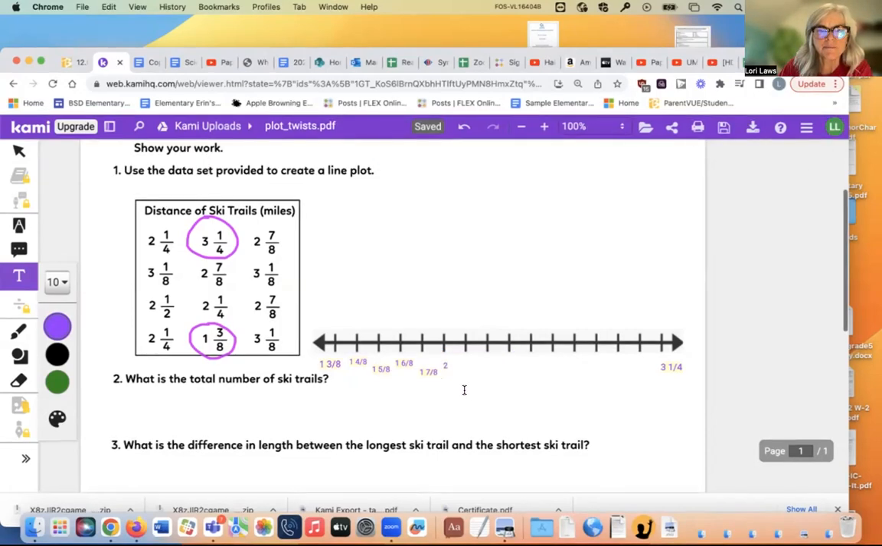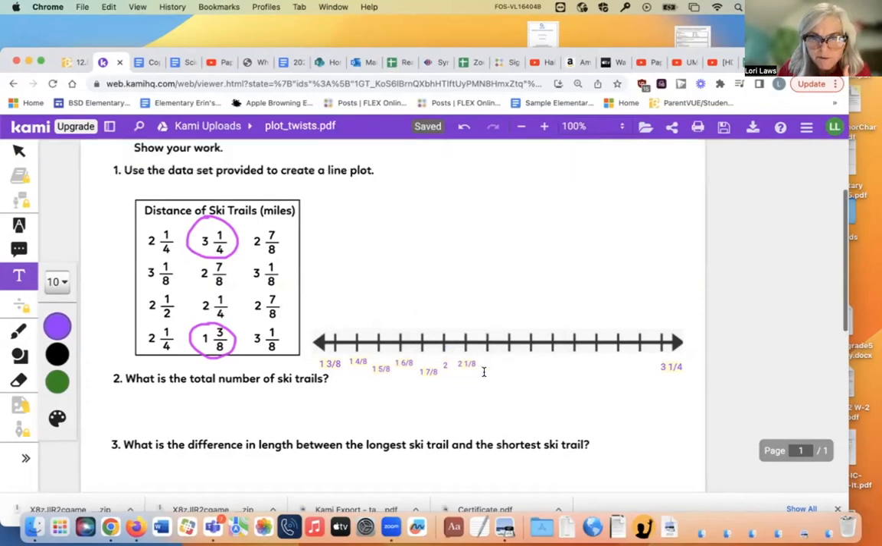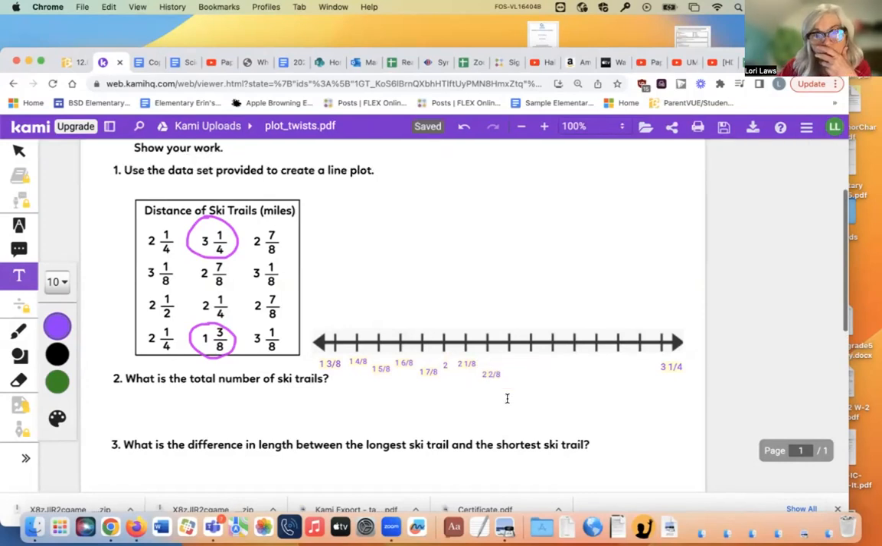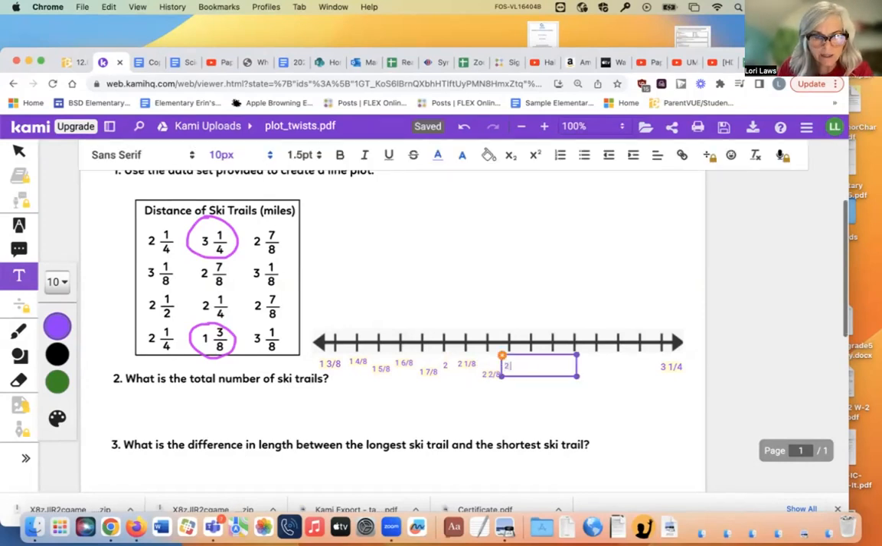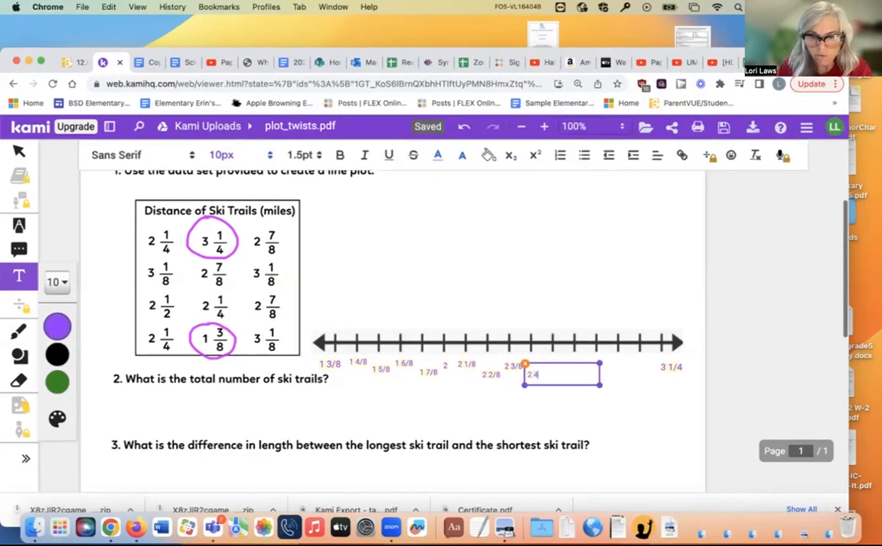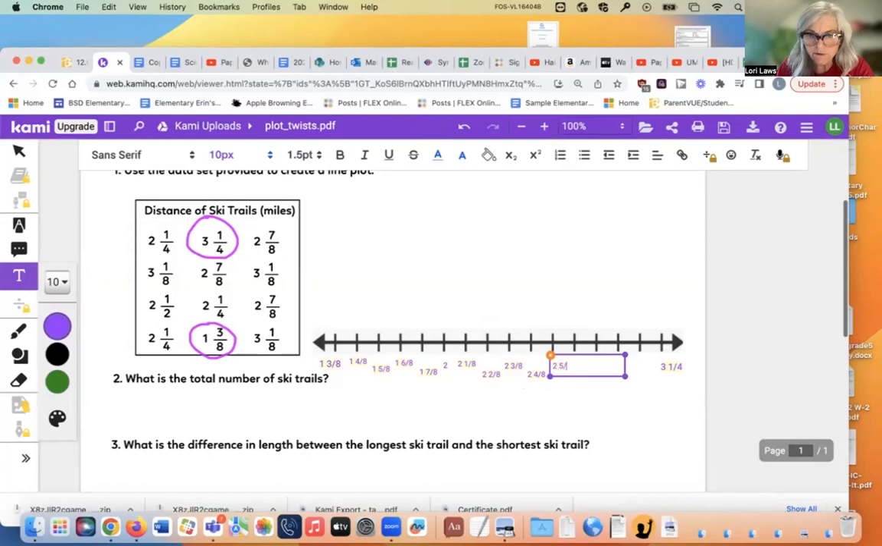I'm labeling away. Now I got to go 2 1/8. 2 1/8. Yep. Let's move it over a little bit so it fits. 2 2/8. I'll put it down here a little bit so we can fit it. 2 2/8. 2/8 is the same as 1/4, right? 2 3/8. 2 4/8. Okay. I think things like this are so much faster when you do them on paper. 2 5/8.